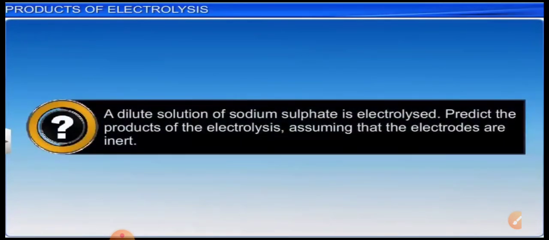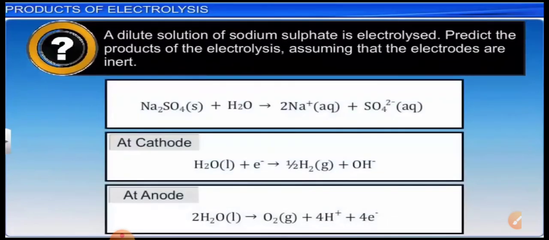Let's calculate another example. A dilute solution of sodium sulfate is electrolyzed. Predict the product of the electrolysis, assuming that the electrodes are inert. Fine. So we are again doing the same kind of exercise with sodium sulfate, and we are observing which kind of product can be obtained. The first reaction is the common one. The second one is again a common one. There is basically dissociation of the water.